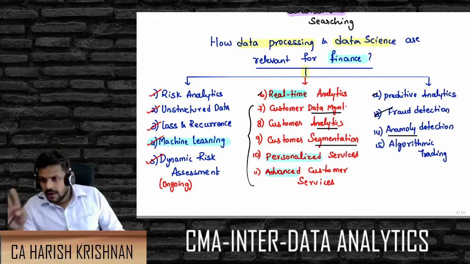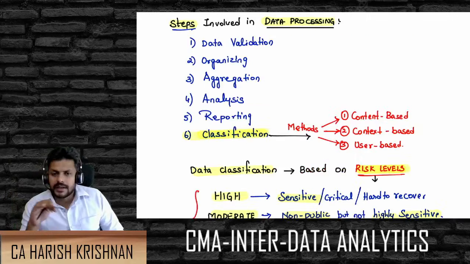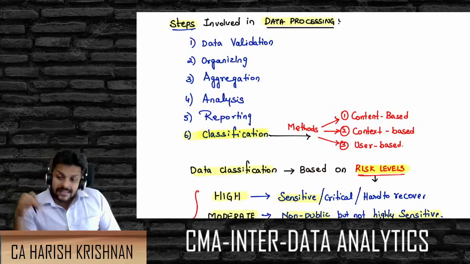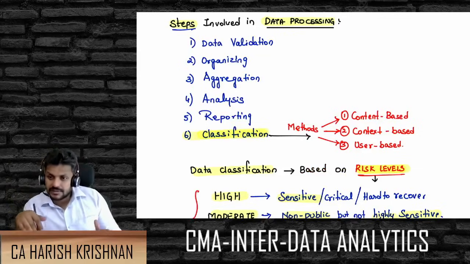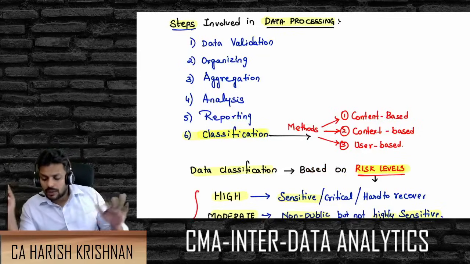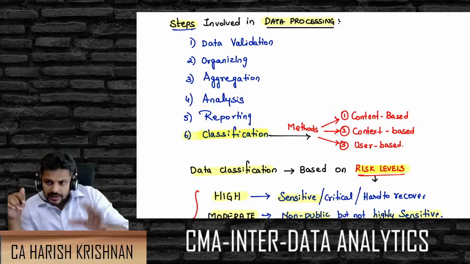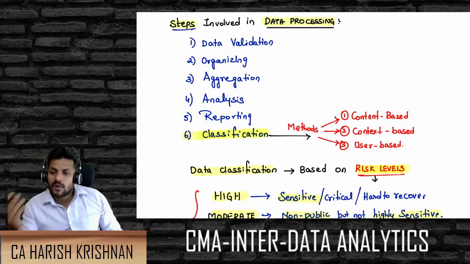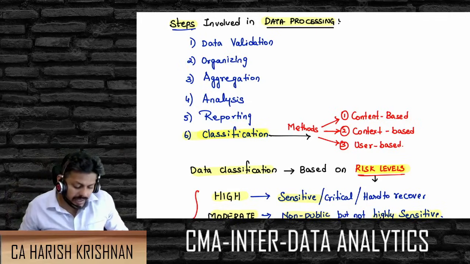First one, what are the steps involved in data processing? Very, very easy. 6 steps are there. The sixth one finally is something which leads us to a new topic. So I want to discuss all these together and close out this discussion. So first, let's talk about what are those steps that are involved in data processing.